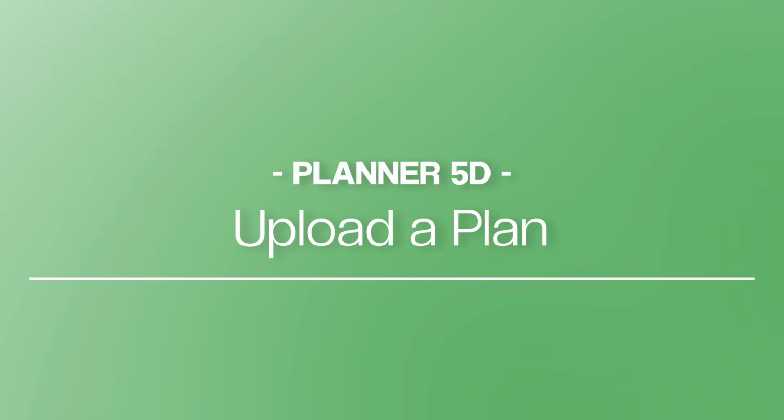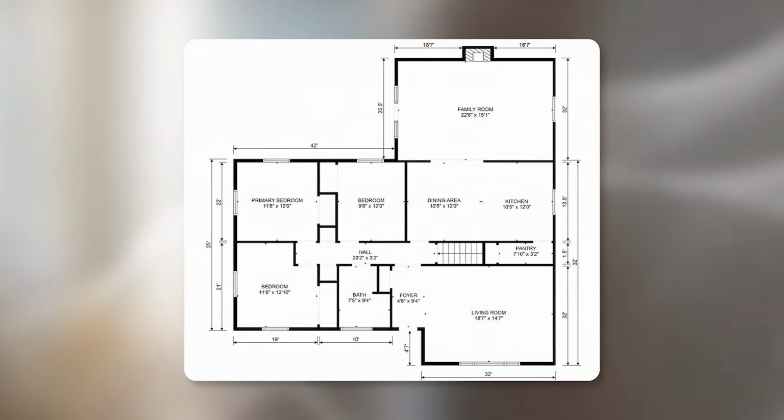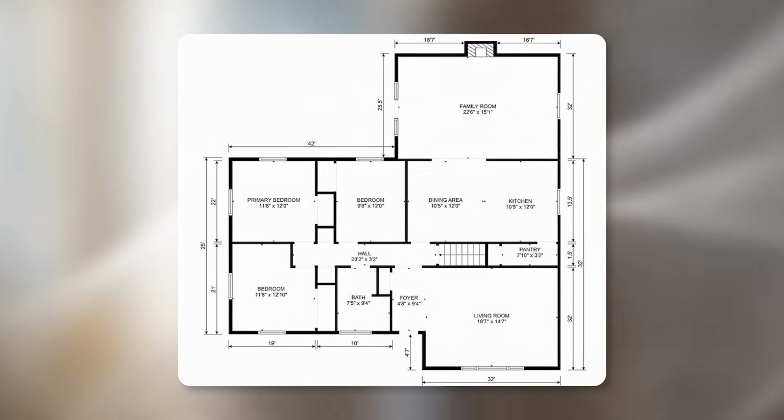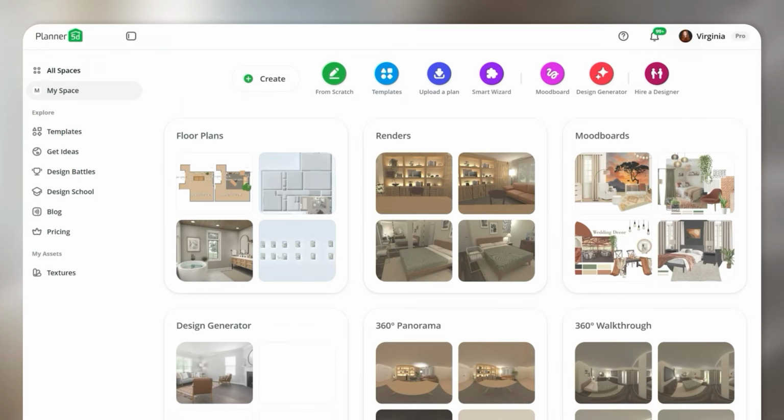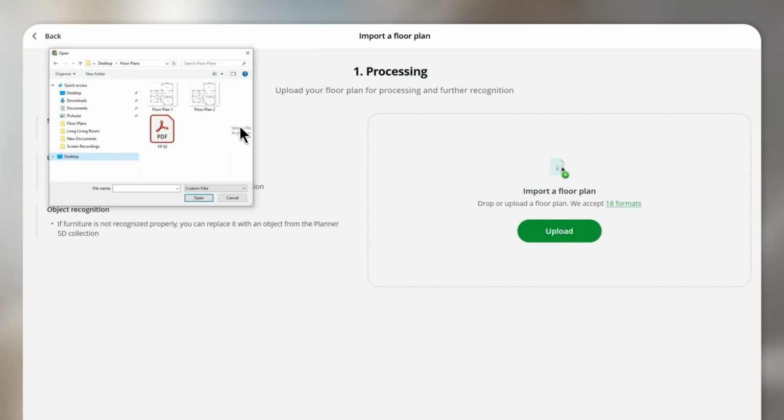All right, let's get into the actual feature, which is called Upload a Plan. The whole point of this feature is to save you time by letting you skip the manual setup stage entirely. You take an existing floor plan, whether that's a photo, a scan, a PDF, whatever you've got, and you upload it directly into Planner 5D. In terms of file formats, Planner 5D accepts a wide range, including JPEG, PNG, PDF, and DFX, so you're not going to run into issues with most standard plan formats.